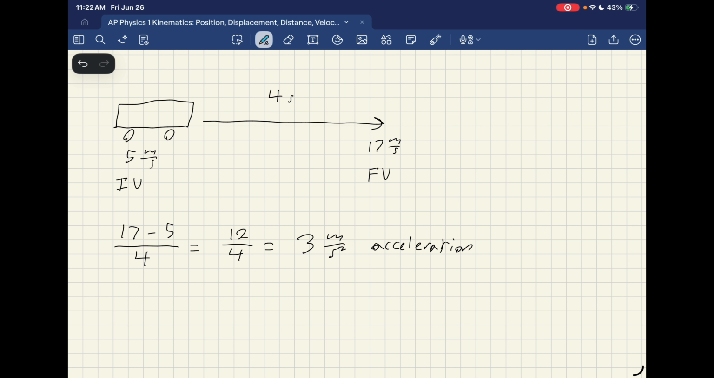In the next lesson, we'll move from these definitions into actually graphing them, where you'll learn how to find velocity and acceleration directly from position versus time graphs.